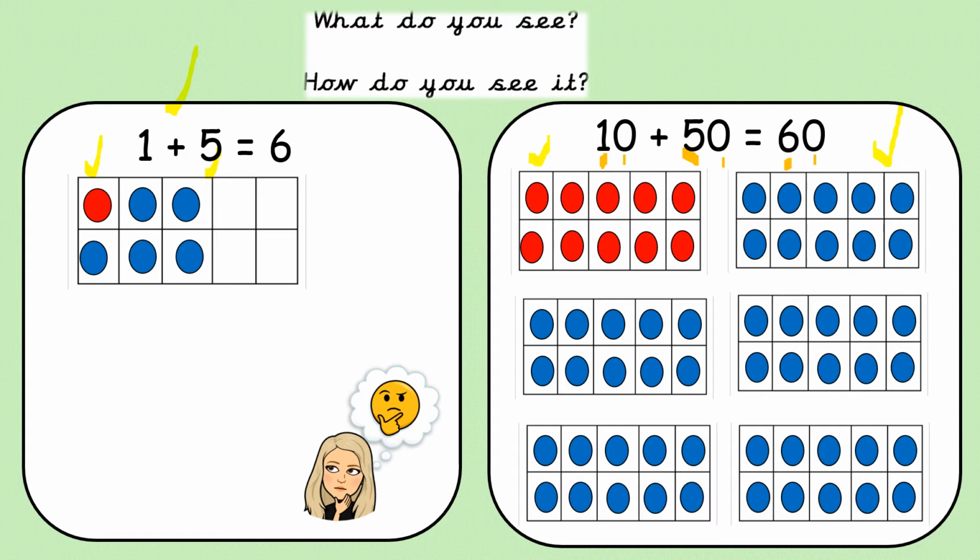So can you see that if you know that 1 and 5 is equal to 6, you know that 10 and 50 is equal to 60. And instead of, on this 10 frame, we've got 1 red, and on this 10 frame, we've got 10 red. On this 10 frame, we've got 5 blue, and on these 10 frames, we've got 10, 20, 30, 40, 50 blue.